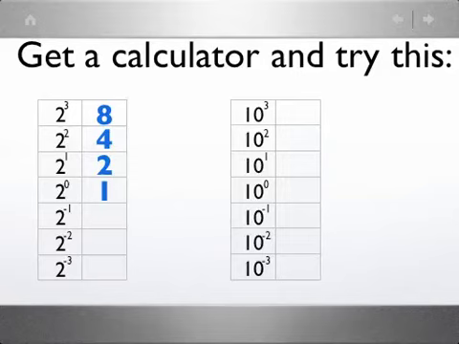And then these negative exponents could possibly be new also. I'm going to write them as fractions. Depending on how your calculator is set up, you might get a decimal, but this should be the fraction equivalent. So 2 to the negative first power is 1/2. 2 to the negative second power is 1/4. And then 2 to the negative third power is 1/8.